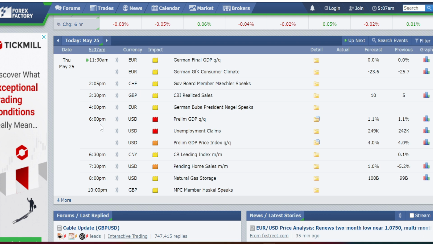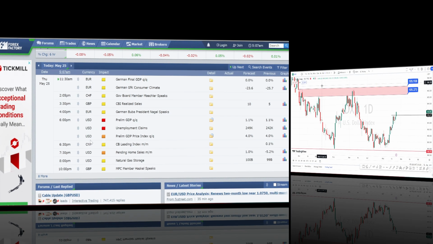From 6 p.m. we have high impact news and medium impact news plan for US dollar related currency pairs. Then again at 7:30 p.m. we have medium impact news plan for US dollar related currency pairs. So we can expect lots of volatility during these news hours today.